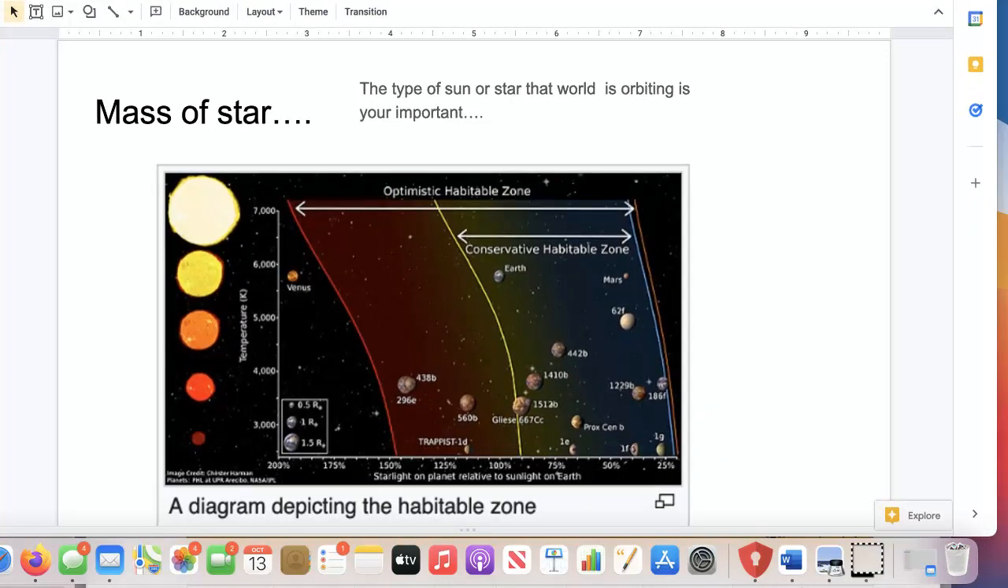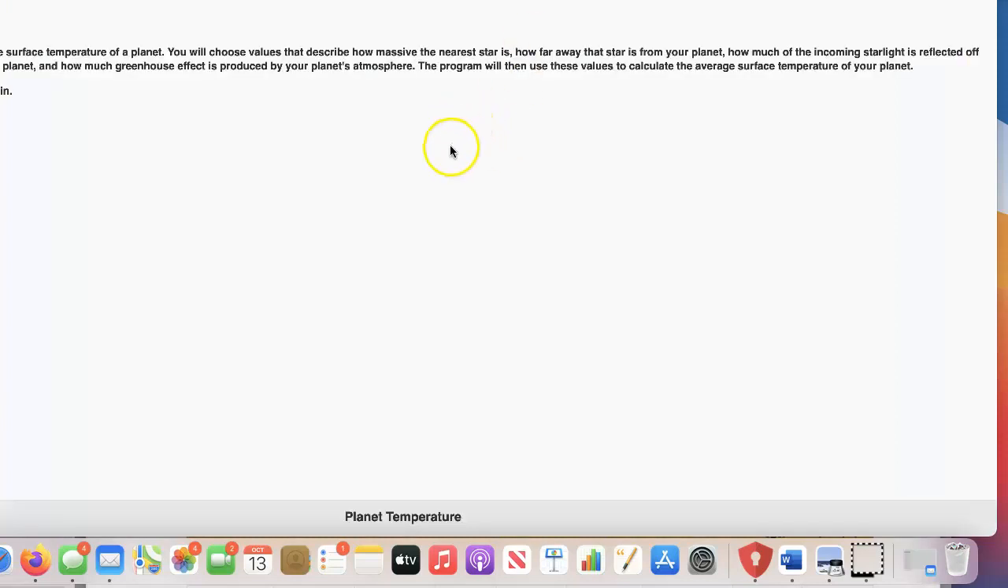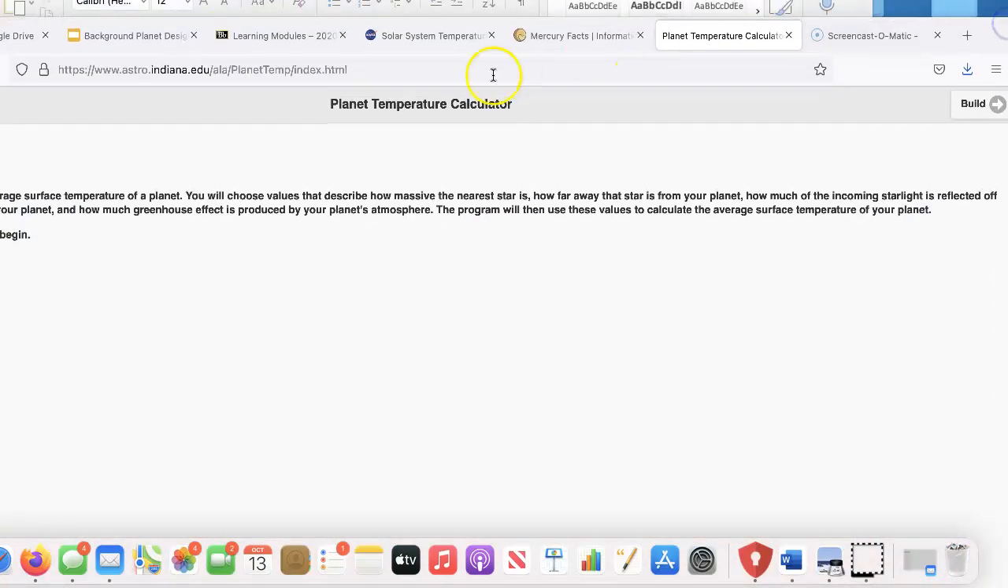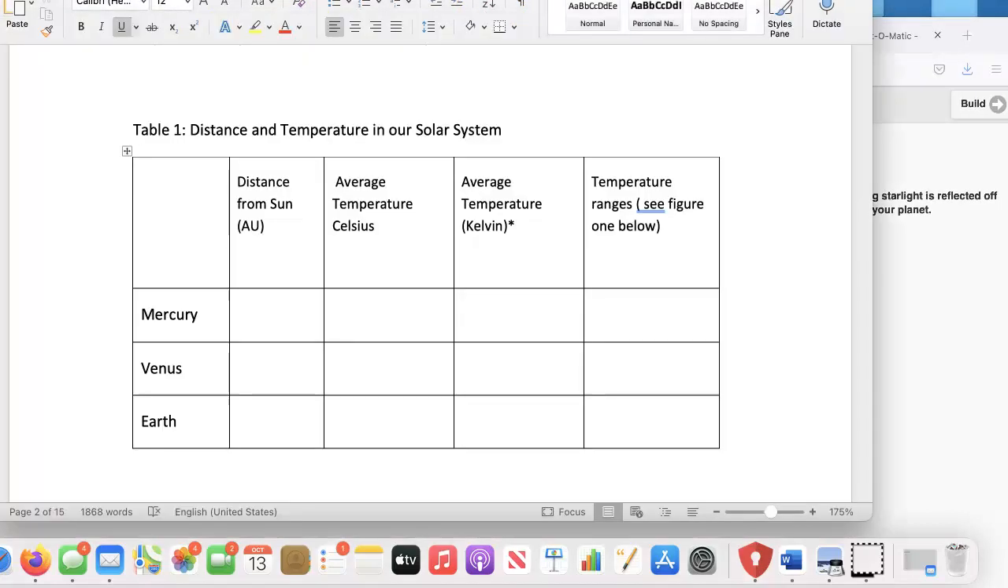Okay, so the final part, once you've filled out all your tables, you're going to use the planet temperature calculator. And I don't know if I can actually get this in here. Screencast-O-Matic is not being super friendly here. Let's see if I can move it.